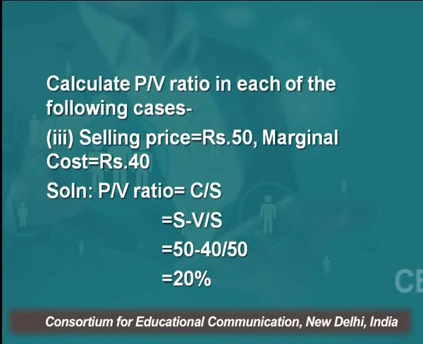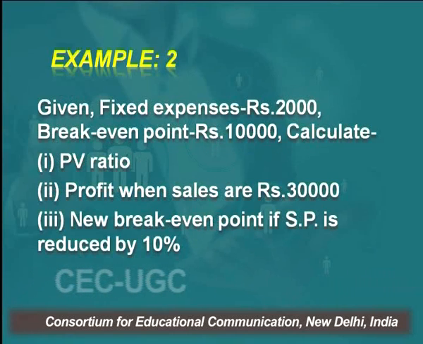So what is PV ratio? Contribution divided by sales. Contribution in our example is 10 rupees, meaning if we deduct variable cost or marginal cost out of our selling price, what we get is contribution. So contribution divided by sales is equal to PV ratio: 10 divided by 50, into 100 for percentage purposes, that comes to 20%. So in this way you calculate PV ratio. In the three different situations we have taken, we have calculated PV ratio in all of them. Let's take another example.